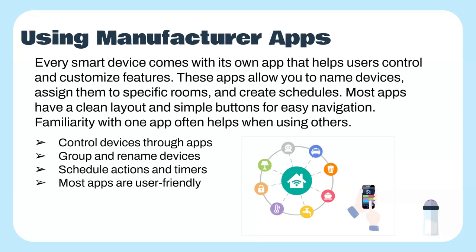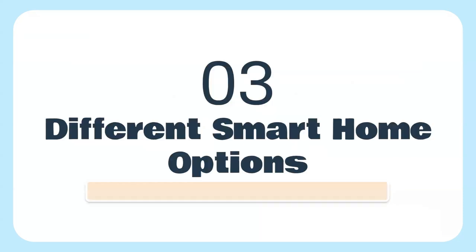So again, most apps have a clean layout, like I said, user friendly. You can also schedule actions and timers. And you can also categorize different smart home devices by rooms. So you can have basically a list of smart home devices. You can categorize all of them as living room, another set as dining room. So you can do all that. Depends on the number of devices you have.